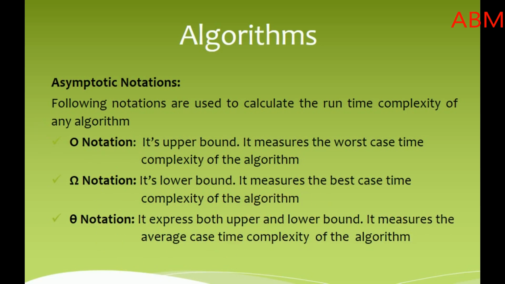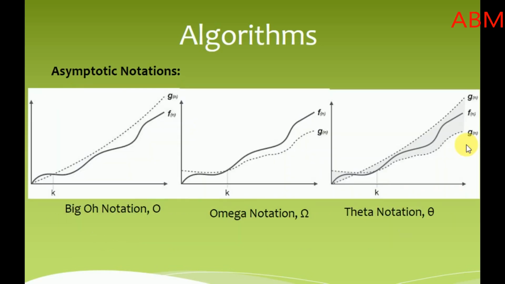So once again, the big O notation shows the worst case, the maximum time required to run any program, and omega notation shows the lower bound, which means the best case, the minimum time required to solve any problem or algorithm. The theta notation is the average case. It comprises both the upper bound and the lower bound.